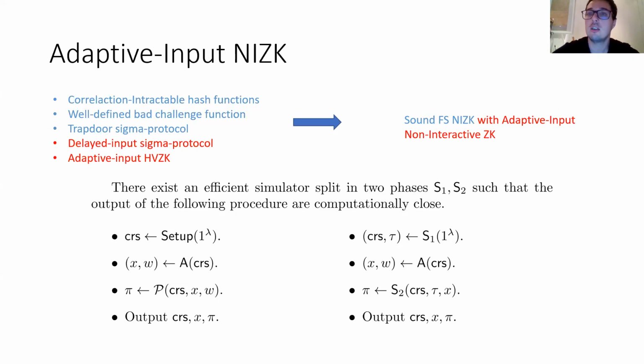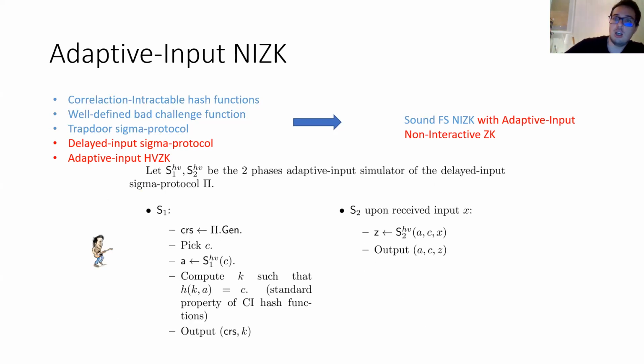On top of that, we proved that if the starting sigma protocol is a delayed-input sigma protocol that also enjoys this adaptive-input honest verifier zero knowledge property, we define a sound NIZK that also enjoys adaptive-input non-interactive zero knowledge. We have only to show how this two-phase non-interactive simulator is defined. We define it using only the two-phase honest verifier zero knowledge simulator and the programmable property of the hash functions.